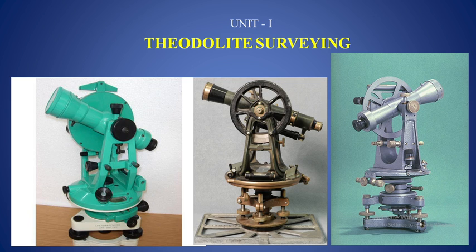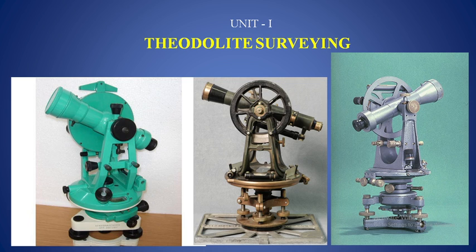And the other difference between a prismatic compass and a Theodolite is least count. The least count of a prismatic compass is 30 minutes. But here, in most of the general Theodolite instruments, the least count will be 20 seconds. In some special Theodolites, the least count may go up to 0.1 seconds. So, the Theodolite is far more accurate than prismatic compass.